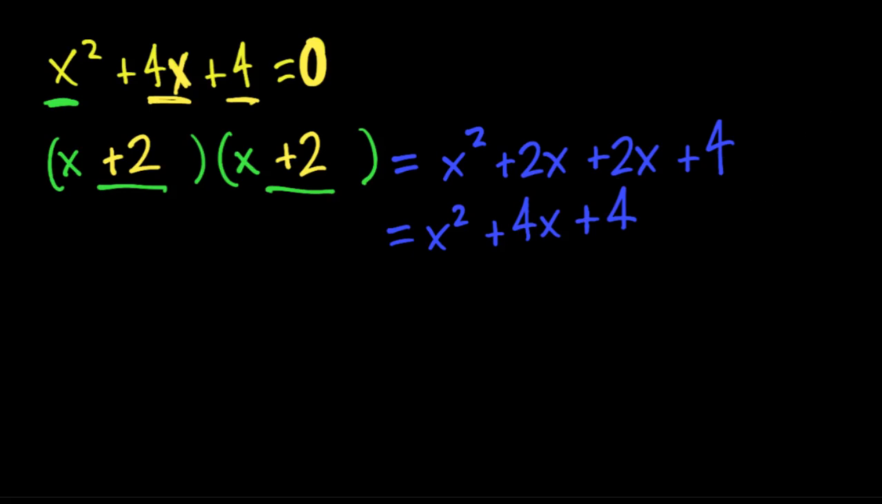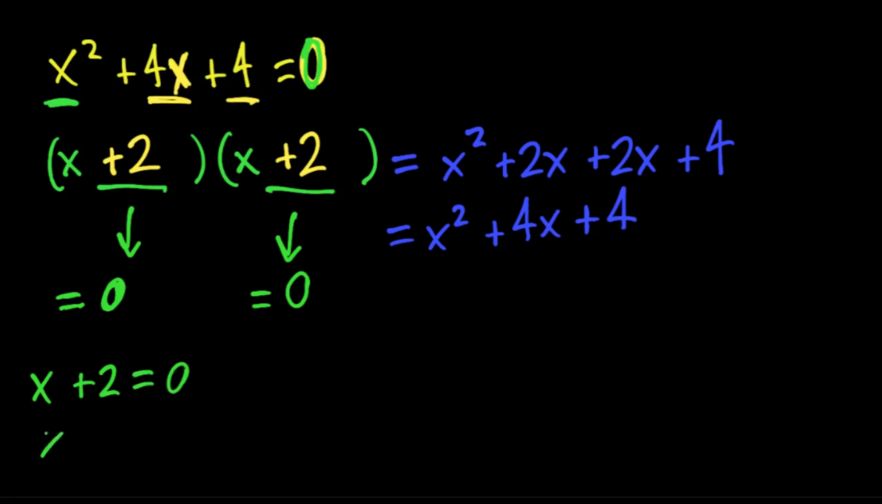Okay, that's good. And now we know that since the quadratic is equal to 0, that means that either this term is equal to 0 or this term is equal to 0. But we don't know which. That means that we need to set each one equal to 0, and that way we can get the answer for x. So if x plus 2 is equal to 0, that means x is equal to minus 2.